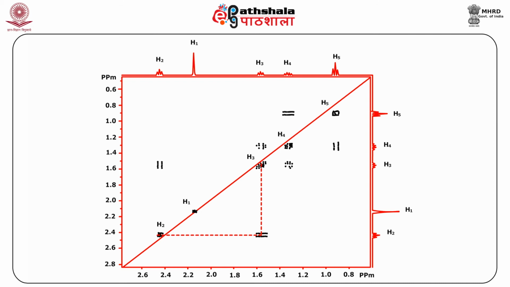Similarly, draw another horizontal and a vertical line from the off-diagonal spot at 1.3. These two lines intersect the spots on the diagonal corresponding to H3 and H4 protons respectively. This confirms that the H3 proton is coupled with the H4 proton. Similarly, we can show the coupling between H4 and H5 protons.